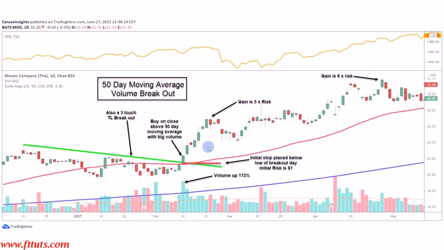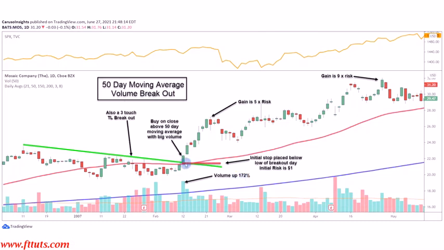I want to tie in the 50-day moving average break with some of the other patterns we looked at. So we already discussed this 3-touch trend line break on Mosaic, but sometimes if you don't notice one pattern, a lot of these tend to come together at the same time as this stock is really being taken back into control by buyers. And we can see here that as this trend line break happened, we also had this big push through the 50-day moving average, and volume was up 172%.